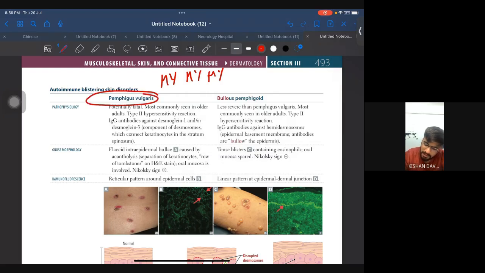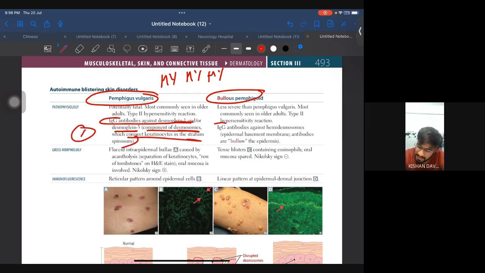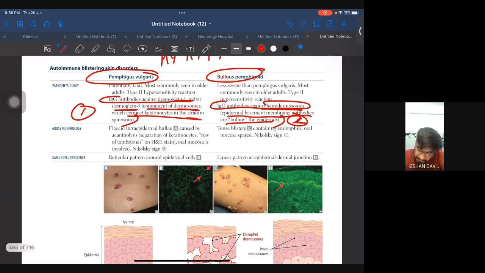Coming to Pemphigus vulgaris and Bullous pemphigoid, first let's see the differences. Pemphigus vulgaris: IgG antibodies against desmoglein 1 or desmoglein 3, a component of desmosome which connects keratinocytes in the stratum spinosum. This is the first point of difference. In bullous pemphigoid: IgG antibodies against hemidesmosome, the epidermal basement membrane antibodies are below. Another thing: flaccid intraepidermal bullae caused by acantholysis versus tense blisters containing eosinophils. This is the second point.